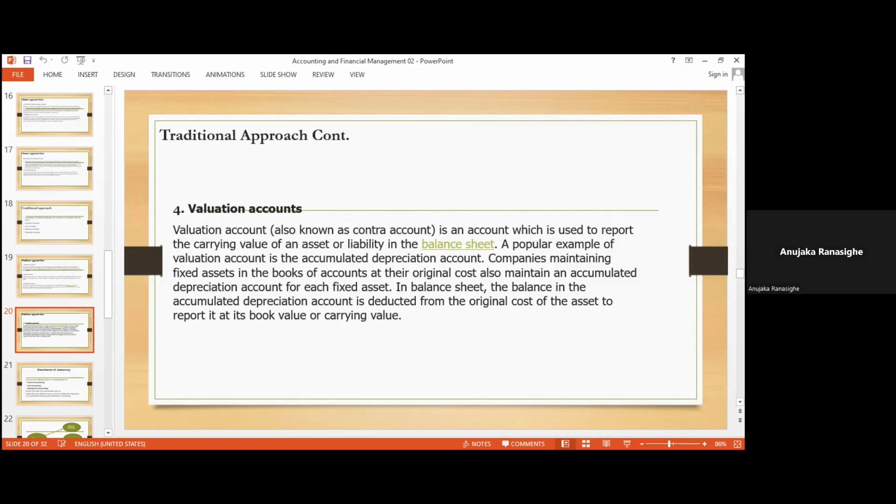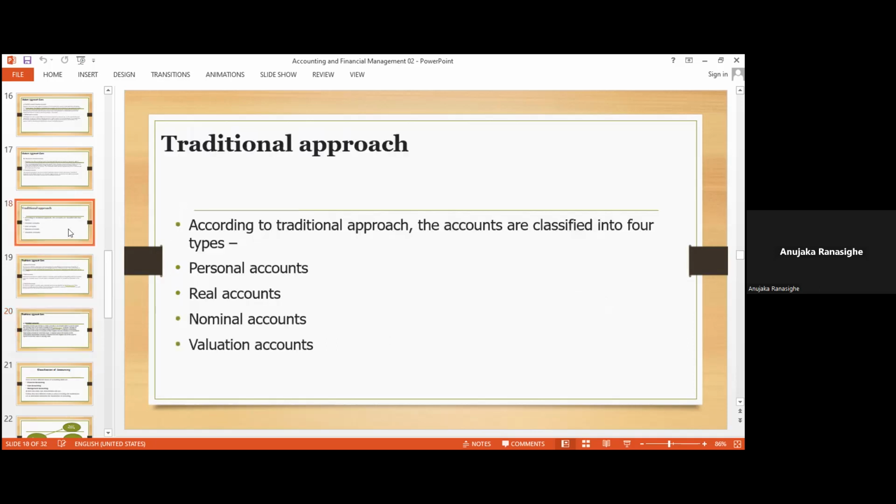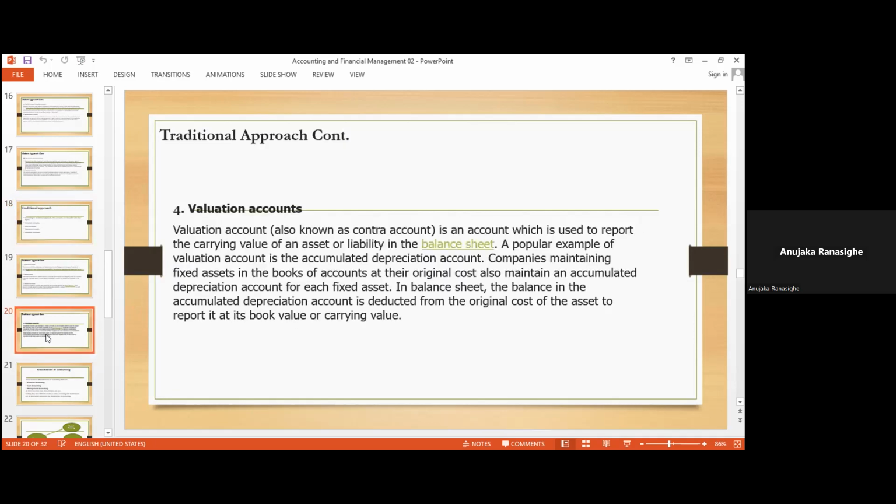Valuation accounts must be prepared under the traditional approach. Are you clear, separately the traditional approach, traditional and modern approach? Modern approach has 6 accounts. Traditional approach has 4 accounts: personal, real, nominal and valuation. Are you clear up to now?